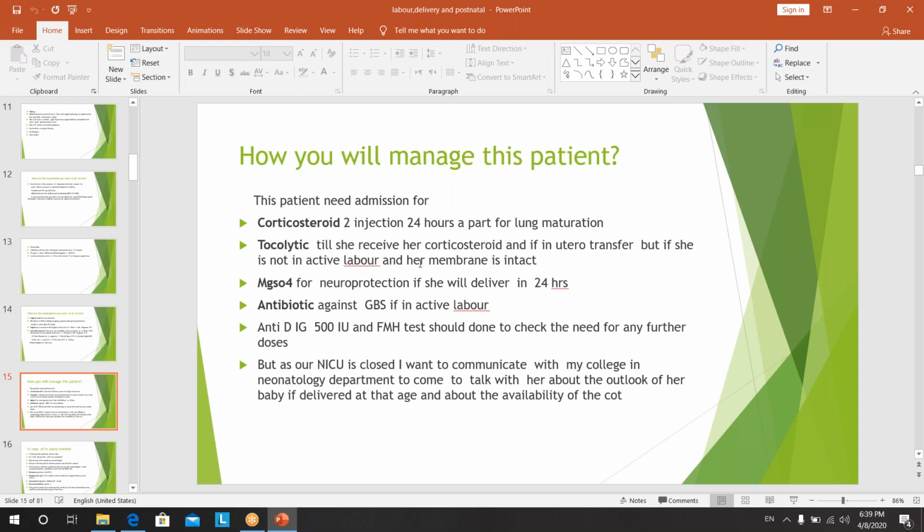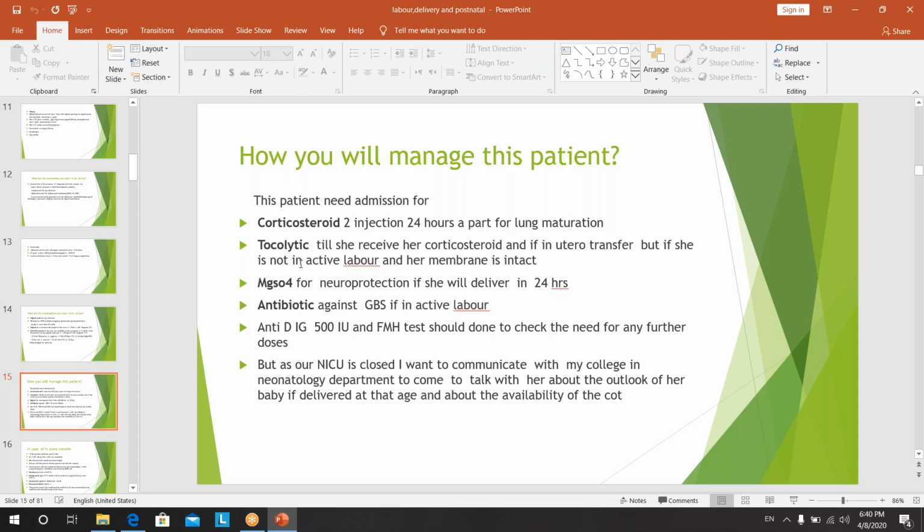Tocolytic, and you have to justify when you will use this tocolytic and for what. This is to let the patient get the benefit from the corticosteroid, or if she will have an in-utero transfer like our patient today. Okay, according to the NICE guideline, we don't give the tocolytic if the patient is in active labor or if the membrane is ruptured.